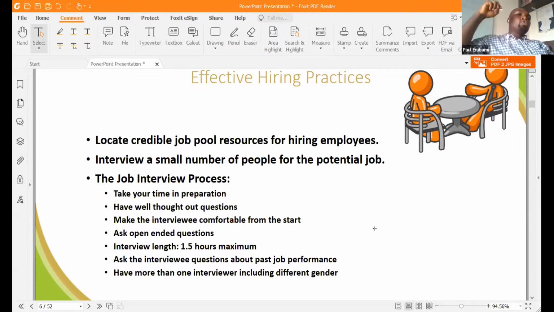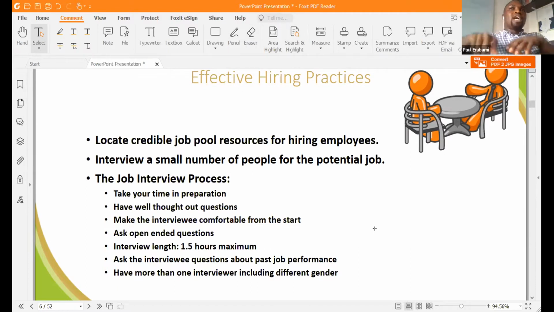And the second point you want to focus on is to interview a small number of people for a potential job, right? It's not always very good and economical when I want to employ one person and I'm interviewing 1,000 people. It doesn't make sense. Economically speaking, it doesn't make sense. That will waste a lot of time, right?